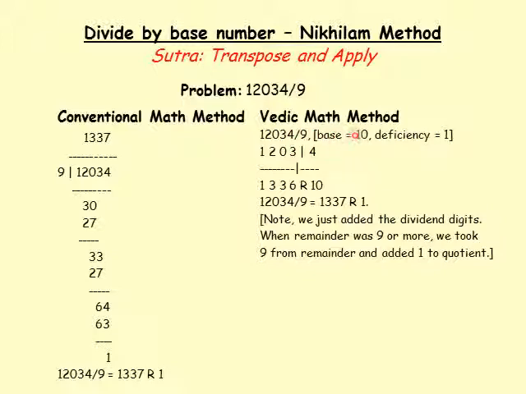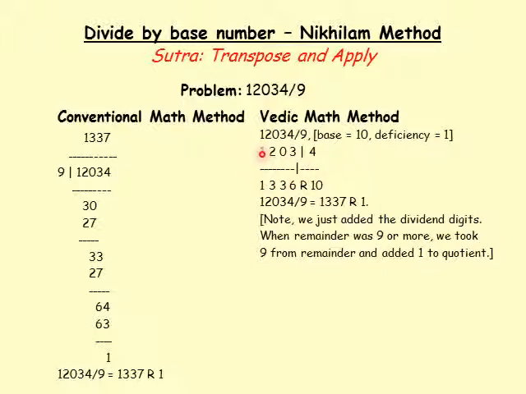We consider a base number which is closer to 9, which is 10, and its deficiency or deviation from 10 is 10 minus 9 is 1. We call the deficiency 1. So first we mark down the rightmost column here, drawing a vertical line to the left of the rightmost digit. That's like dividing by 10. If we were to divide by 10, the answer would have been 1203, remainder 4.